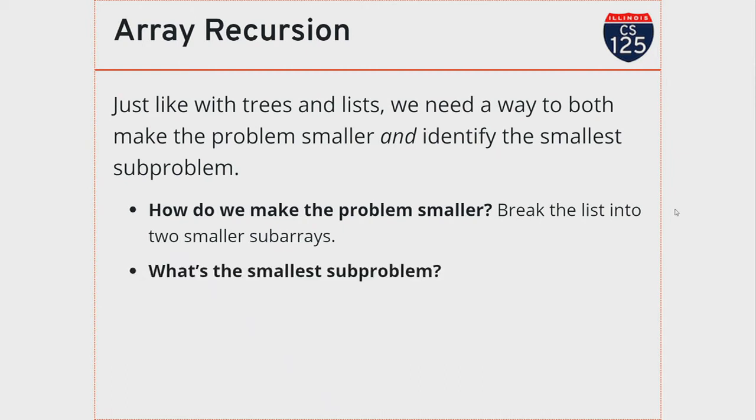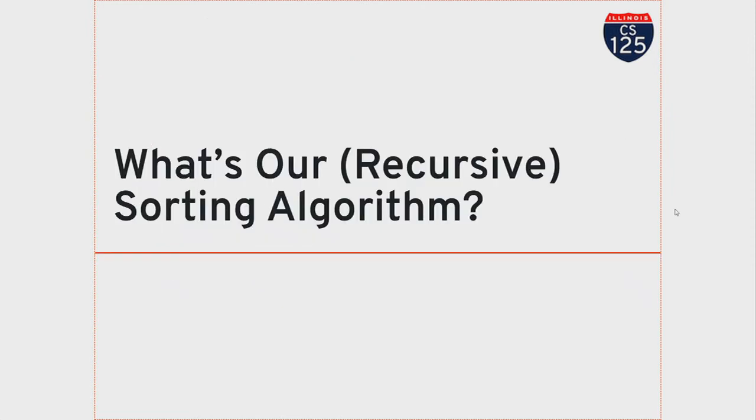But here's how this is gonna work. I'm gonna make the problem smaller by breaking the arrays into smaller pieces. They're roughly the same size. The smallest subproblem is an array that's either empty or has one value in it. When I get there, I'm done. An empty array is also already sorted. An array with size 1 is sorted, okay? So now I've solved the problem. I created a sorted array. How do I merge them back together? I use this merge function, okay?